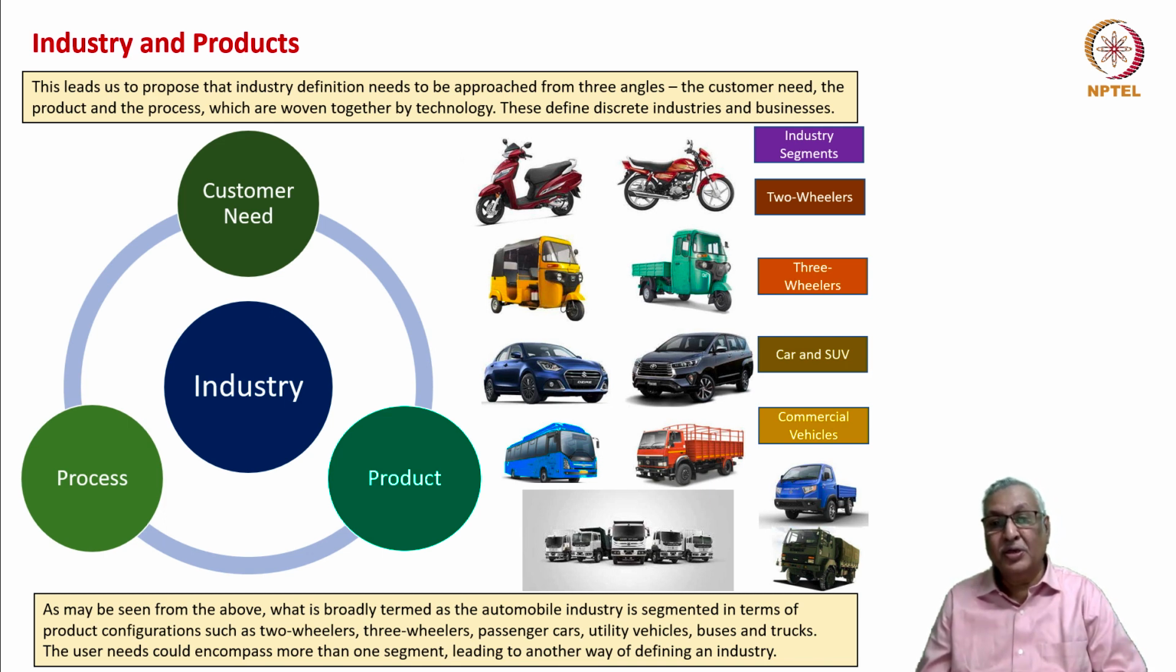Industry segments in the automobile industry are two-wheelers, three-wheelers, car and SUV, commercial vehicles. What is broadly termed as the automobile industry is segmented in terms of the product configurations and also the user needs. Another way to look at it is the process of manufacture of these products. A two-wheeler manufacturing facility cannot make a passenger car, and a passenger car manufacturing facility cannot easily make a truck. A truck manufacturing facility cannot easily make two-wheelers. Therefore, there is a definition of the industry based on the customer need, the product and the process.